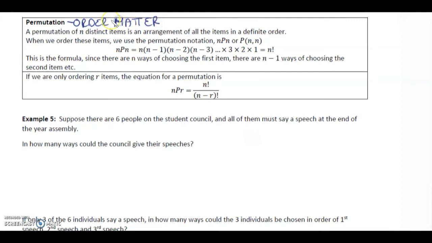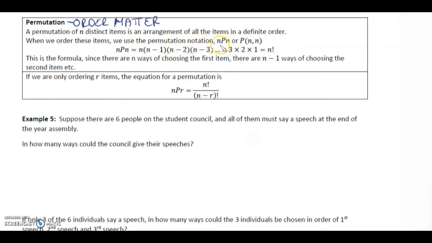It's when those groups have specific titles, like president, vice president, secretary, something like that. Or when you're in a race, who comes first, who comes second, who comes third. Order obviously matters when we talk about medals. So when we order items, we use permutation notation.